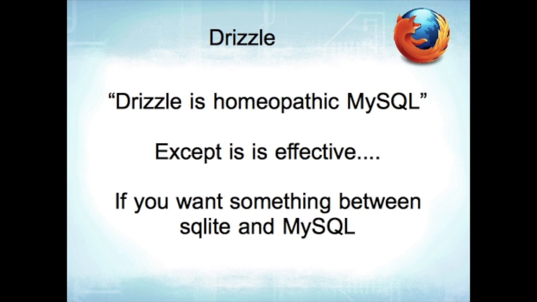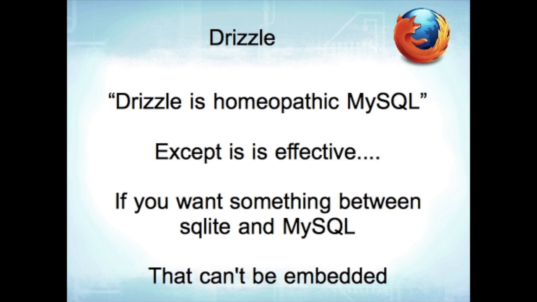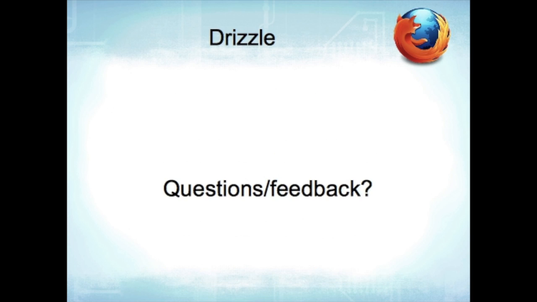It's kind of like if you want something between SQLite and MySQL, that's not as bloaty as MySQL and you can choose which plugins you want, then Drizzle is probably for you, except it can't be embedded because Drizzle doesn't have embedded. So if you need embedded, you have to use either SQLite or MySQL. So any questions or feedback on Drizzle?